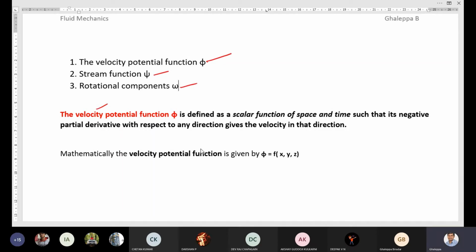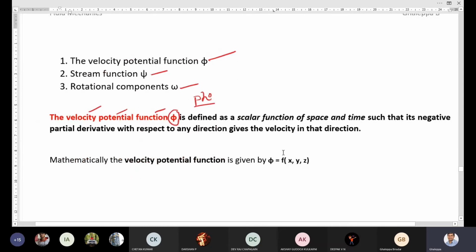velocity potential function. The velocity potential function will be represented by the symbol phi, and is defined as, please read the sentence carefully, a scalar function of space. So it is a function of space. What does it mean? Phi is a function of space. Dear students, space may be x direction, or y, or z.